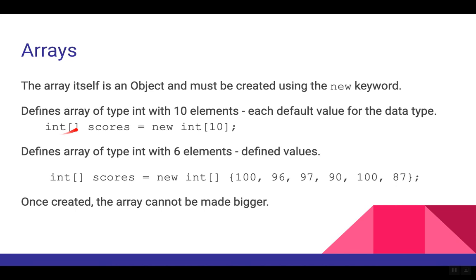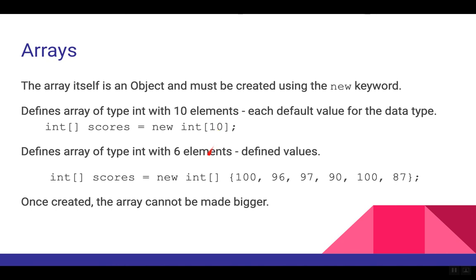This is the variable name, and now I'm creating an array. So now I'm going to say it's a new integer array of length 10. This is an integer array data type. This is the name of the variable. This new integer 10 creates an array of integers of length 10.